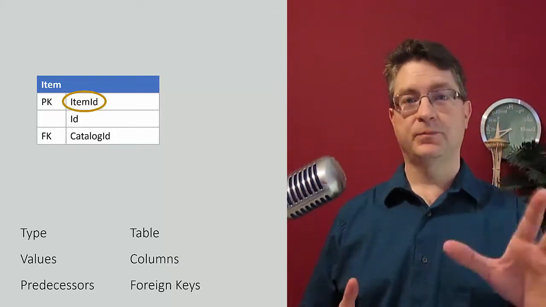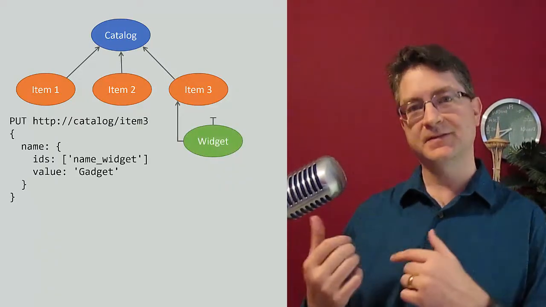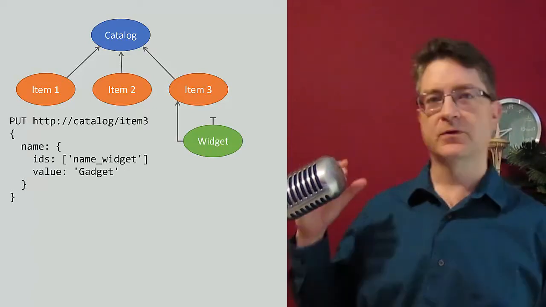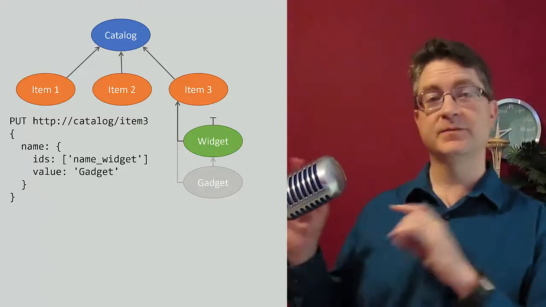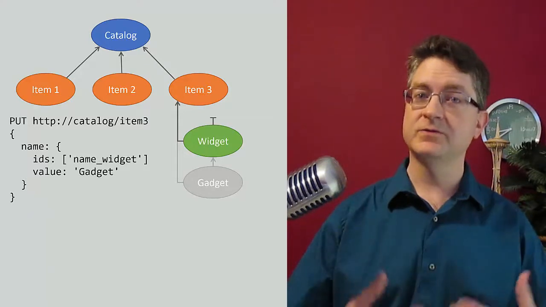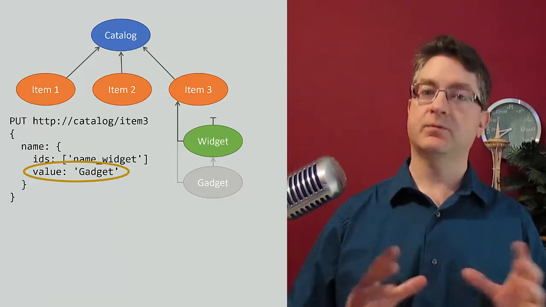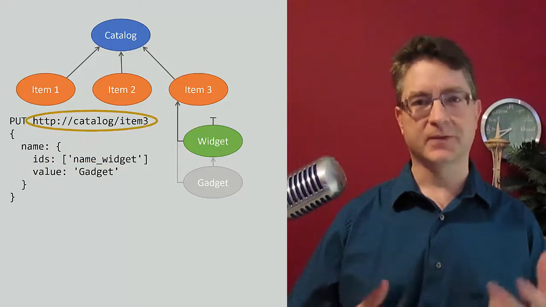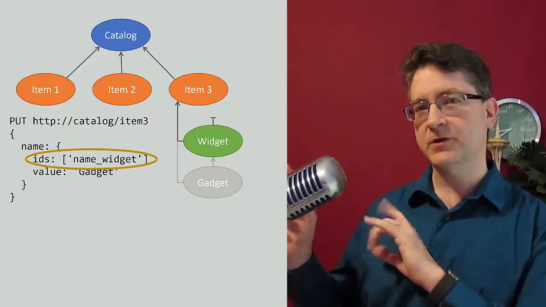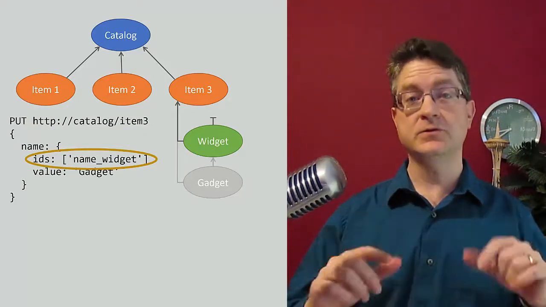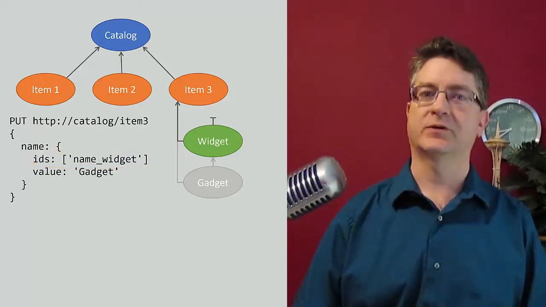So what about putting a new version of Immutable Properties? So I'm going to put a new name to this item. So let's suppose the name is already widget, and I want to change the name to gadget. So I'm going to put to this item's URL a structure that carries with it the values and the predecessors. So the values, it just has one value. Value is gadget. And the predecessors, well, there are 2 predecessors that come along with it. One predecessor is the item that's identified by the URL, and the other predecessor in this structure is the fact that the name used to be widget. So we're carrying with it that predecessor and the new name that I want to apply.